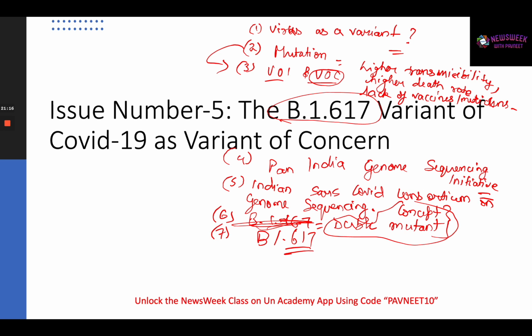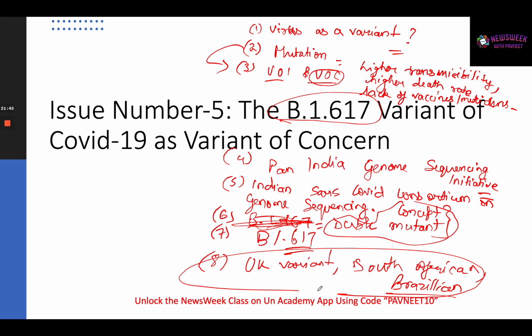double mutant here. So I just made this error, I'm sorry, I'm just rectifying that. So the B1617 is not the only double mutant here. In fact, there are other variants that in other countries have been found. So you have to remember that there is also a UK variant, a South African variant, and a Brazilian variant. So apart from the Indian variants, we have these 3 other variants in the world that have been variants of concern as of now.